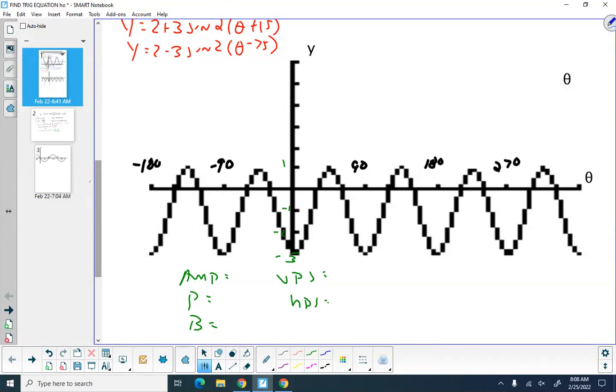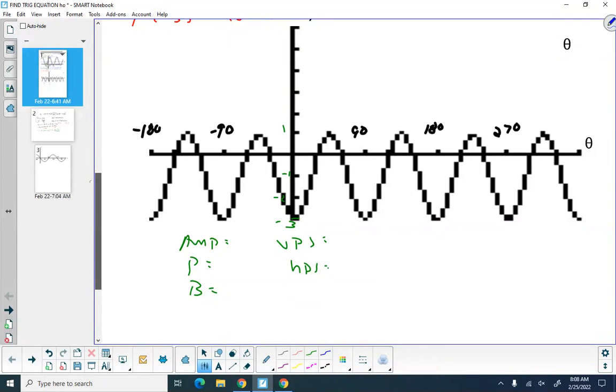If we take a look at the amplitude, period, the B value, and vertical phase shift, Sarah, what do you have for these values? Amplitude is 2, period is 90, vertical phase shift is -1. What do you get for the B value? 4. Okay. So those values should be the same for every one of your equations. What changes now is what you use for your horizontal phase shift. What changes is what you use here.